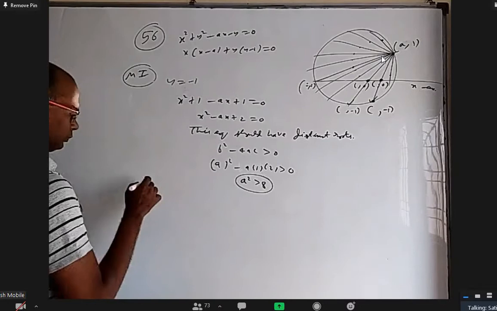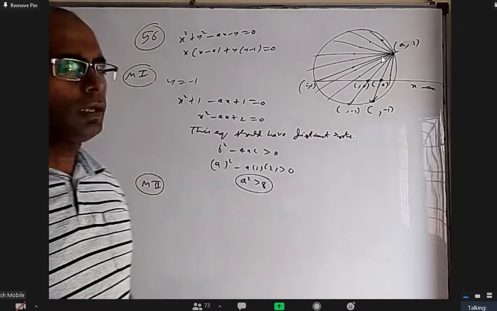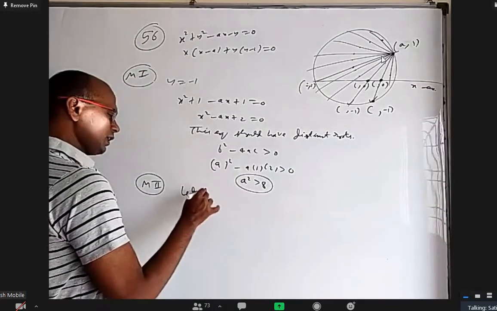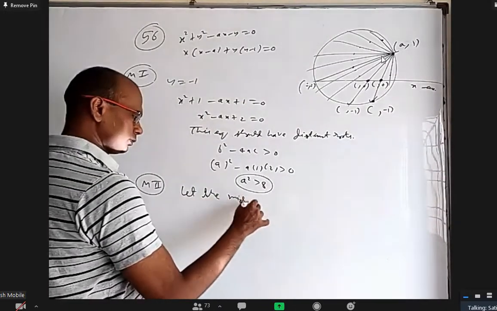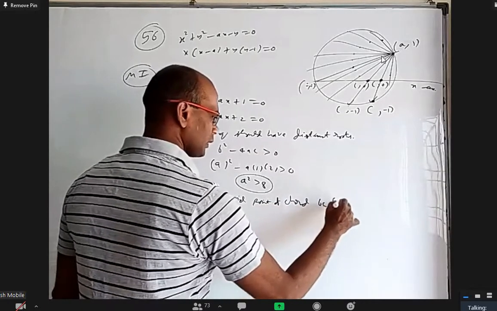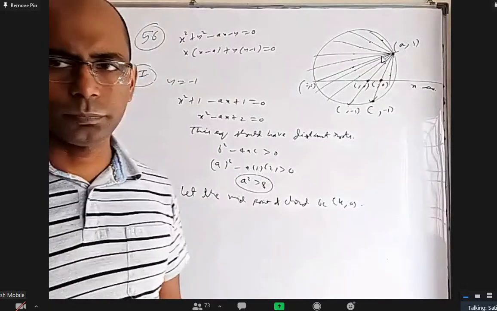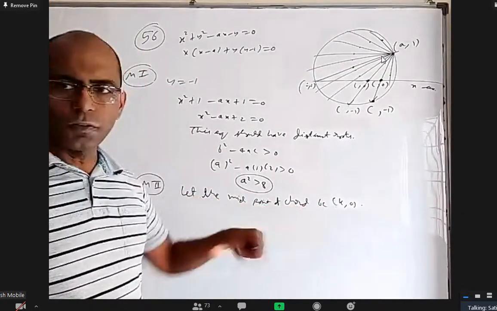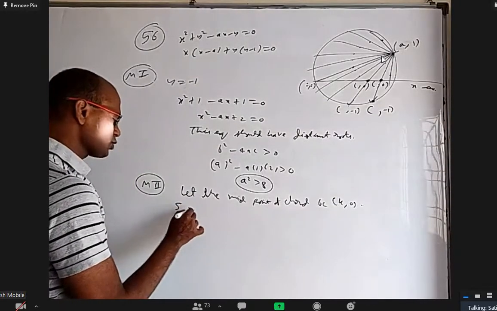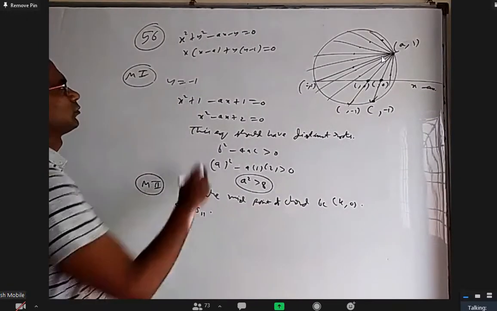Okay, method 2. Maybe somewhat similar, but still. Let the midpoint of the chord be (k, 0), because on the x-axis, I'm taking it as (k, 0). Now, if you know the midpoint, how do you find the equation of the chord? Long time back, we derived one formula, S1 equal to S11. I'm going to use that for this.